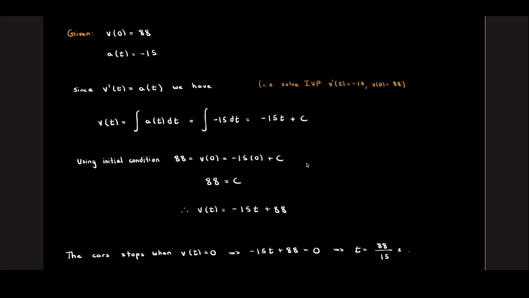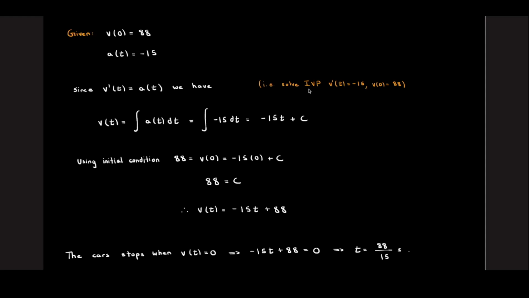Now in the first part of the problem, we have to figure out how long it takes for the car to stop. Well, when the car stops, the velocity is going to be 0. So we need to find the velocity function and set it equal to 0. To determine the velocity function, we have to notice that the derivative of velocity is acceleration, right? The rate of change of velocity is acceleration. As a result, the antiderivative of acceleration is going to be the velocity function.